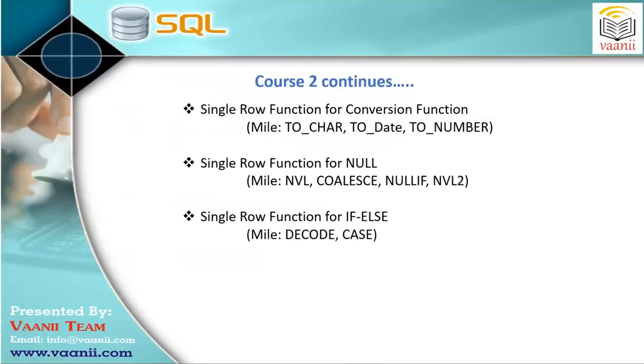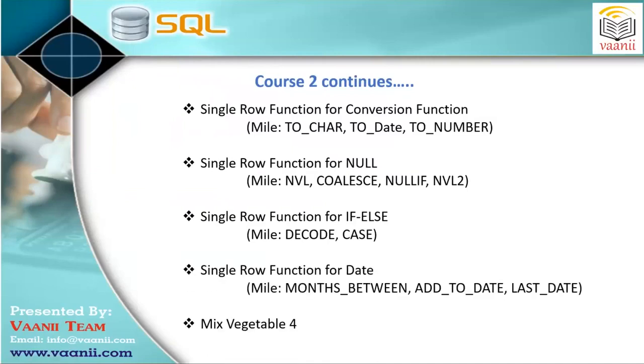And then single row functions related to control, in the sense of if else: decode and case. And then the single row functions related to date, like months between, add months, and last day. Then mixed vegetable 4, which will mostly be a revision of all the previous topics.